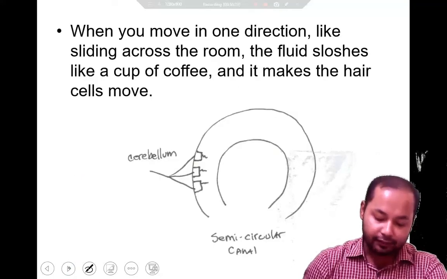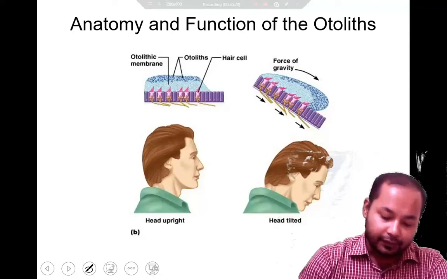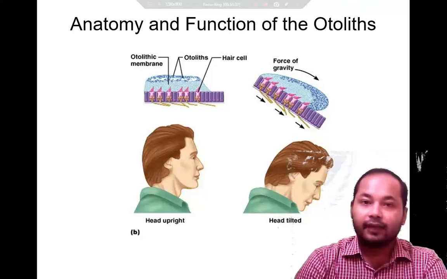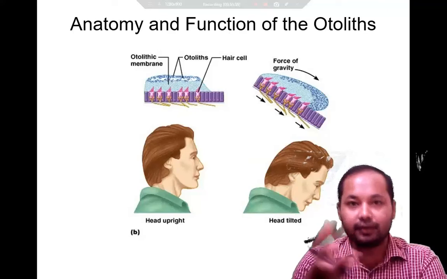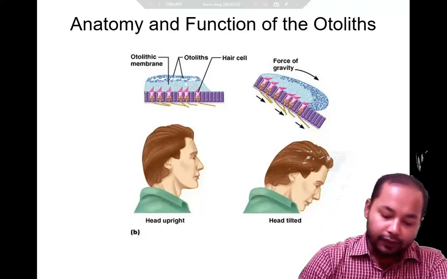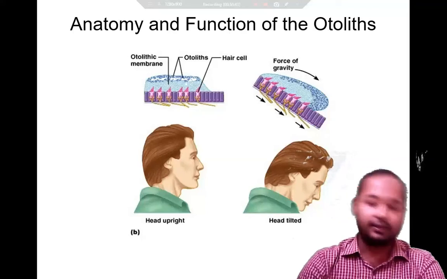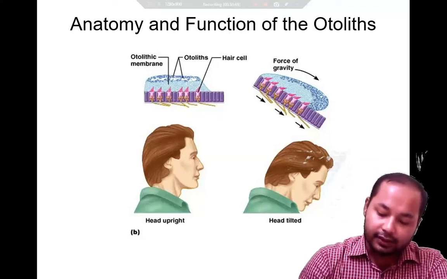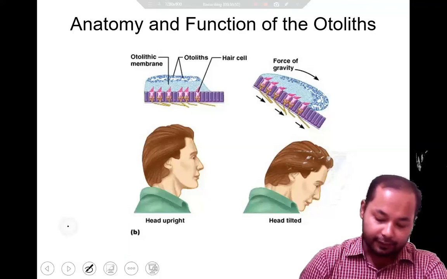There are some kind of granules which are present there. These are called otoliths. So these granules, either in the utricle or in the saccule or in the semicircular canals, when you are moving your head either anteriorly, posteriorly or towards the sides, these otoliths are also disturbed because of gravity.